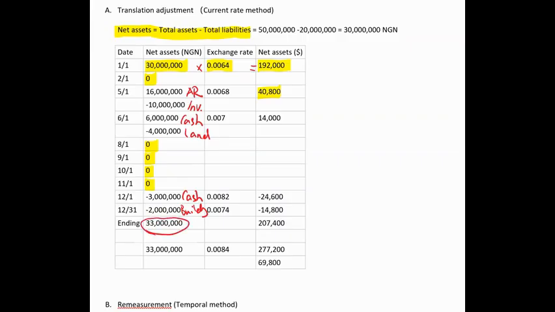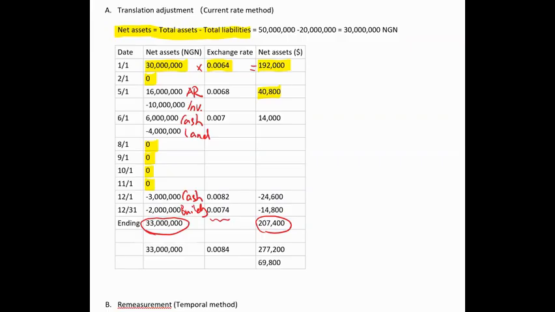However, if we transfer those transactions into US dollars, then the ending balance would be $207,400. One more thing about this last transaction, the depreciation: the exchange rate we used for depreciation is actually the average rate for the whole year, because we assume that it is spread evenly over the whole year, not the exact day's rate.